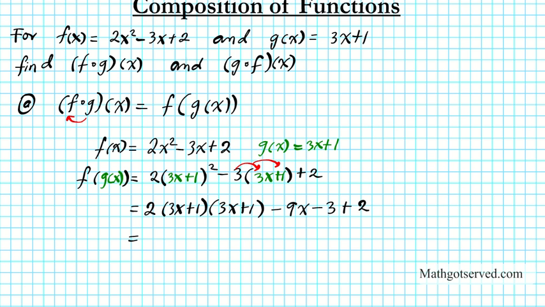Alright, now we're going to distribute these two binomials out. So we're going to have first, outer, inner, last, so FOIL. 3x times 3x is 9x squared, plus 3x times 1 is plus 3x, and then we can do the inner and last, which is plus 3x plus 1, minus 9x, and we can combine these constants, minus 3 plus 2 is negative 1.